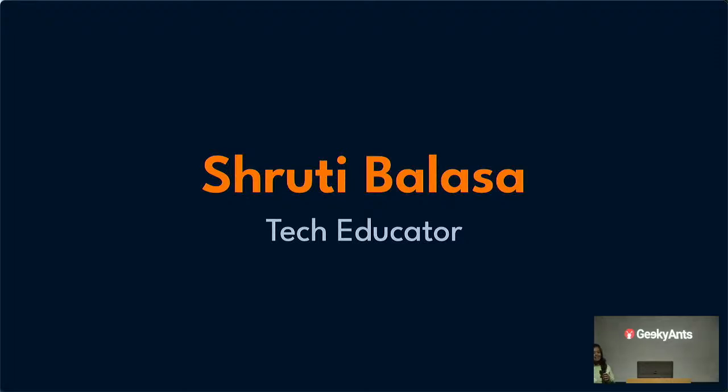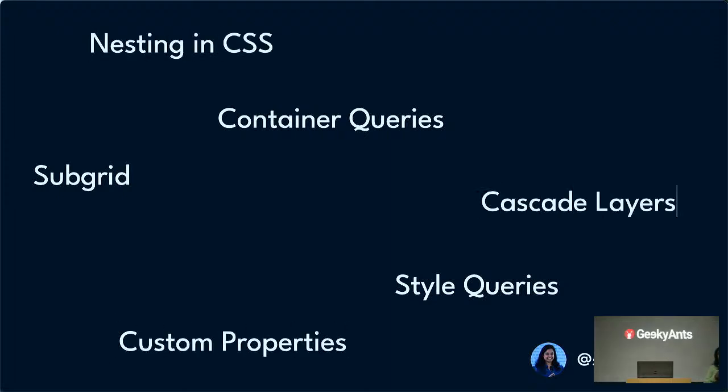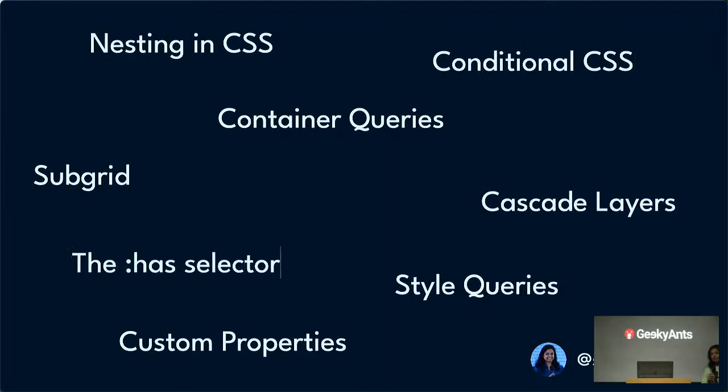Let's come back to the CSS features now. So if you follow some of the people on CSS, or if you have subscribed to newsletters or some updates, you must have heard of some of these features like subgrid, container queries, style queries, custom properties, nesting, cascade layers, conditional CSS, hash selector, and new color schemes like LCH, Lab, and all of that.